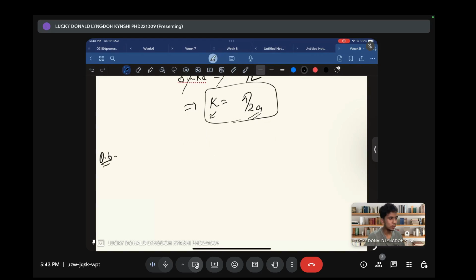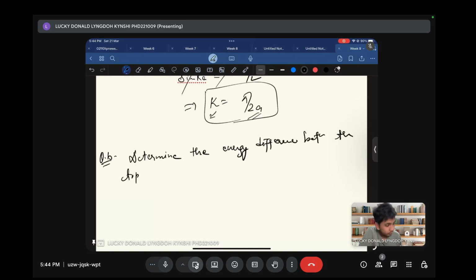What is question number B? Question B is to determine the energy difference between the top and bottom of the energy band.